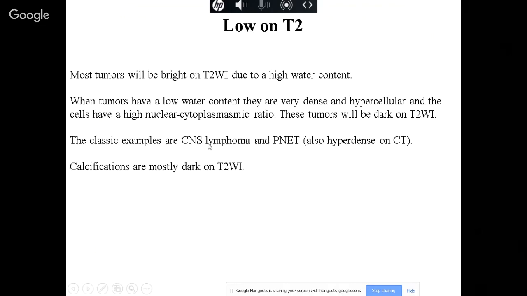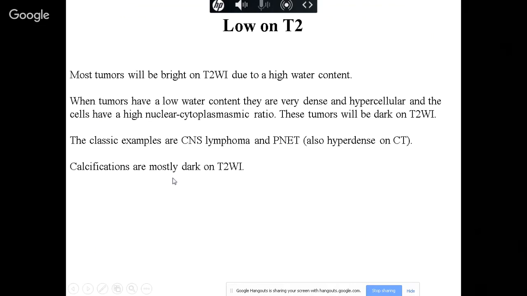Now, classical examples: CNS lymphoma and PNET tumor. They are hyperdense on the CT, because lymphoma is hypercellular, which gives you a little bit of high density signal on the CT scan. Then on the T1 it should be high signal, or high or low? High signal, right? Because there's less water. And the T2 also is a high signal, or low signal? Yeah, T2 low signal, because there's less water, am I right?